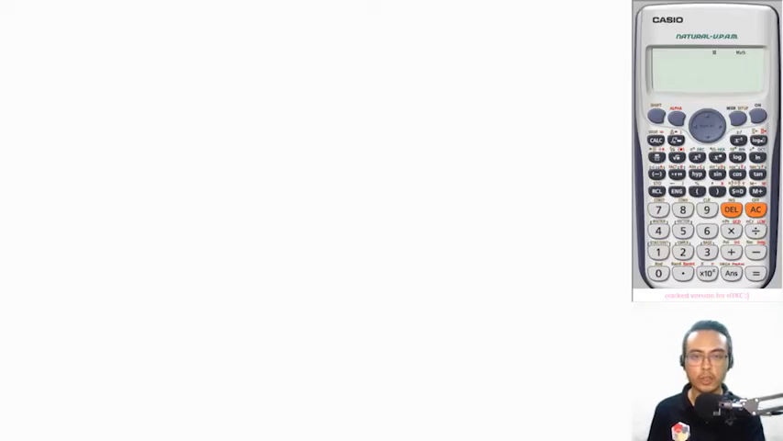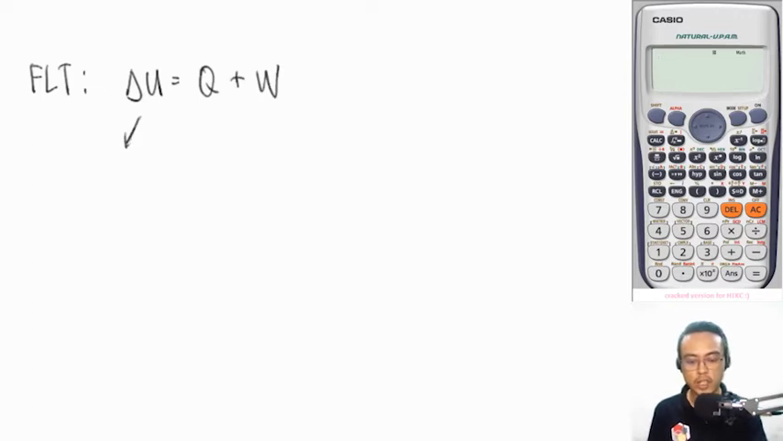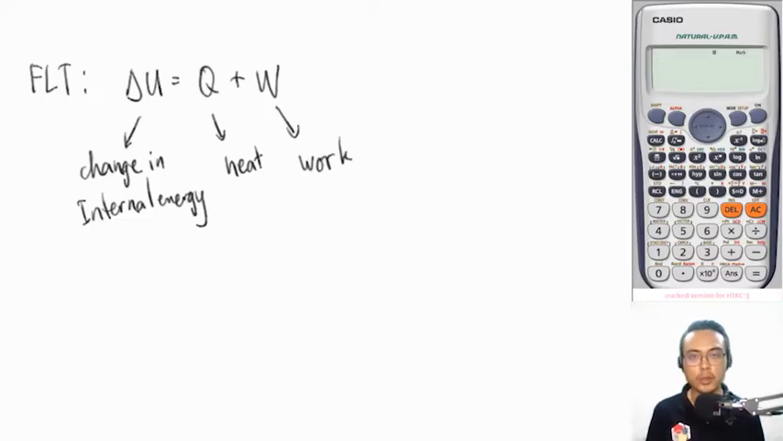Okay, let's circle back to the first law of thermodynamics. Mathematically speaking, the first law of thermodynamics can be described by the equation delta U is equal to Q plus W. Delta U is what we call the change in internal energy. Q is heat transfer, and W is the rate of transfer of work. So this equivalency of the first law of thermodynamics states that the total change in the internal energy of a system is dependent on how much heat is absorbed or is lost by the process and how much work is being done by or to the system.